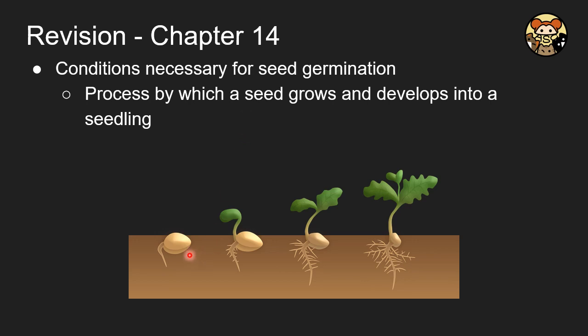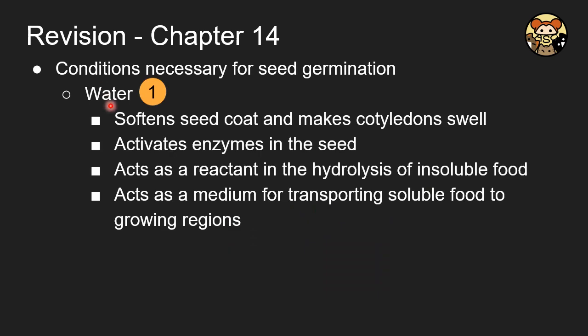So from a seed to a plant, this process we call seed germination. This process actually requires some conditions. So what are the conditions? Number one will be water. It is used to dissolve the seed coat and also make the cotyledon swollen, and this will activate the enzymes in the seed, and also the water will act as a reactant for the hydrolysis of insoluble foods such as starch, and also the water will serve as a medium of transport of soluble food to the growing region.